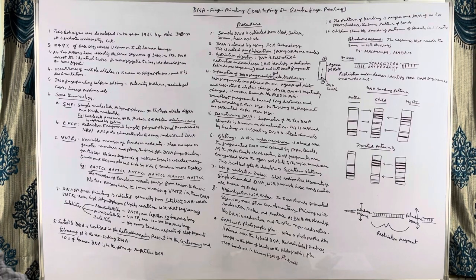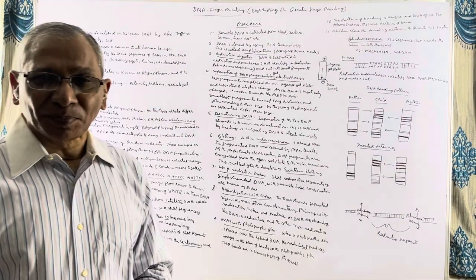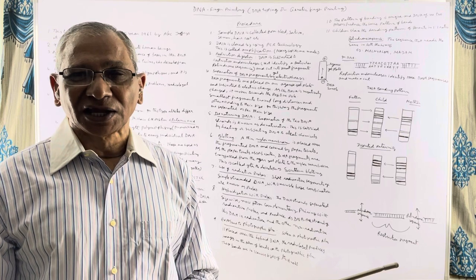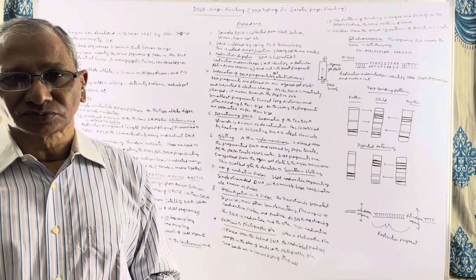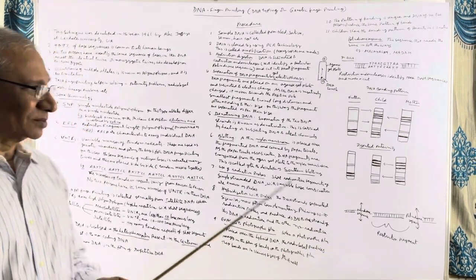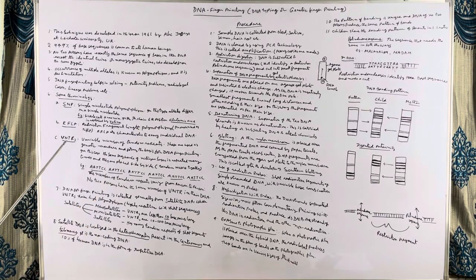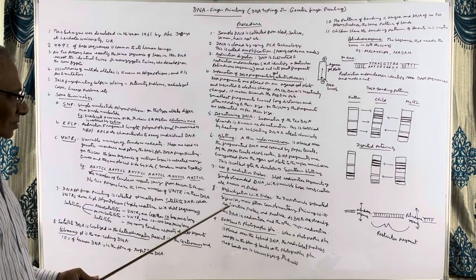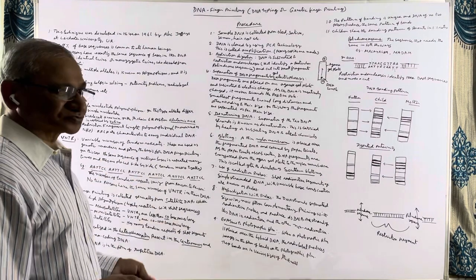In human beings, 10% of the entire DNA occurs in heterochromatin form. So from these points, what do you understand? This is important. VNTRs are important in genetic fingerprinting. Now let us see the procedure.